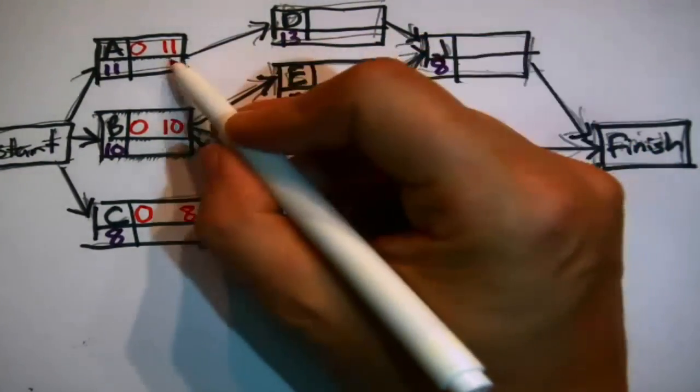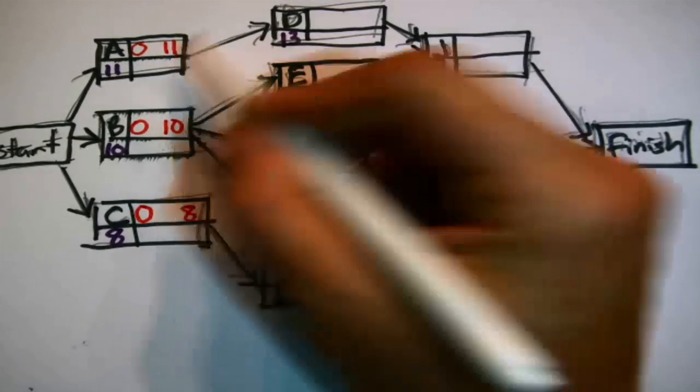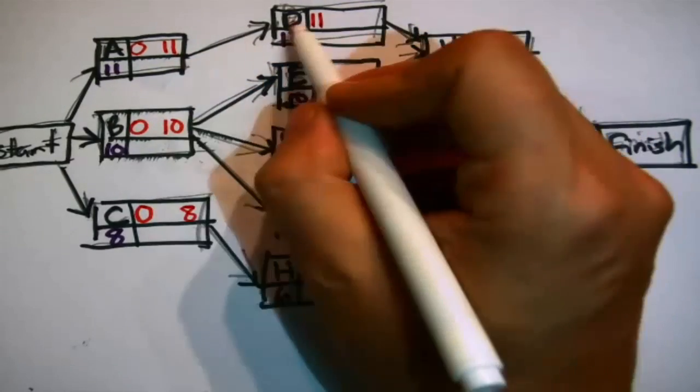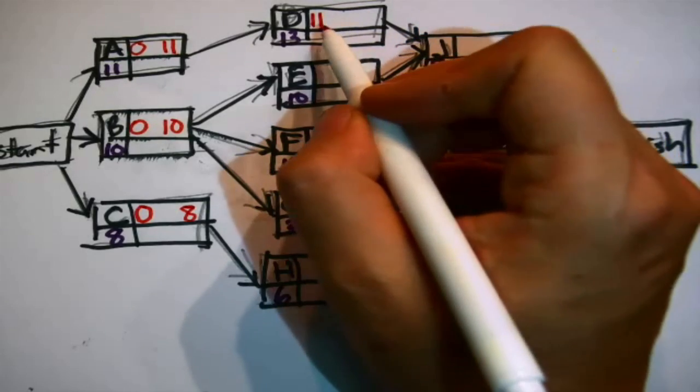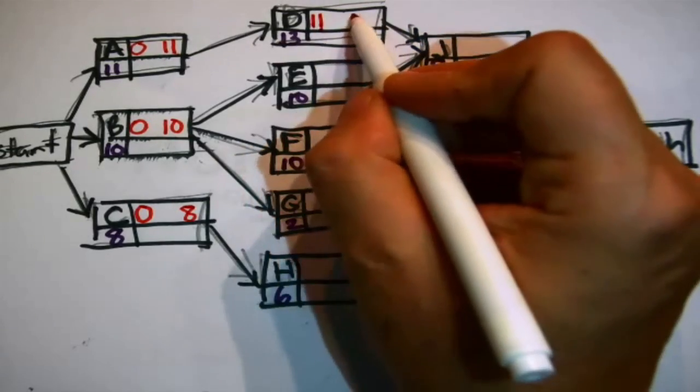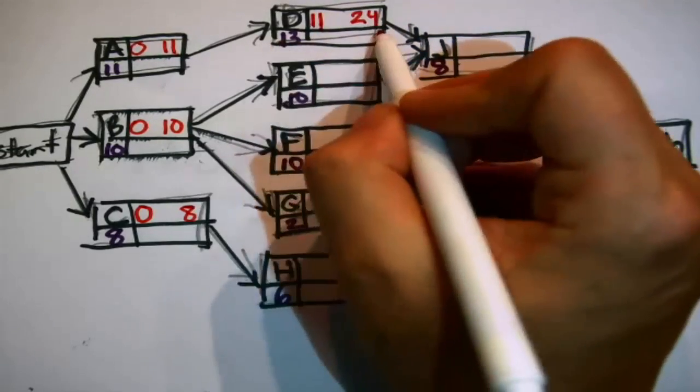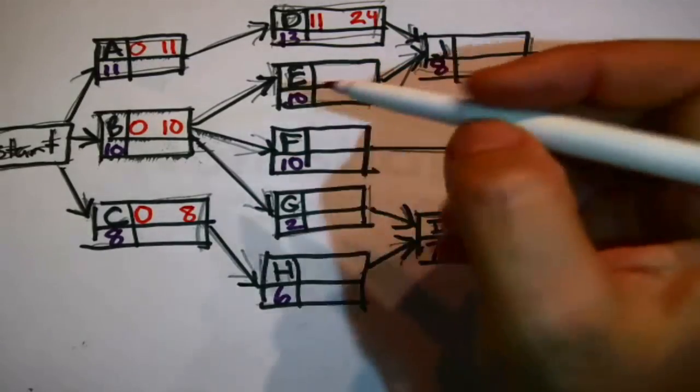Okay, D can't start till A finishes. A could finish at the earliest in 11 days. That means D, just pass it over. Don't give anybody any time off. D could start at the earliest in 11 days. 11 plus 13 is 24. So this task D could finish up at the earliest in 24 days.